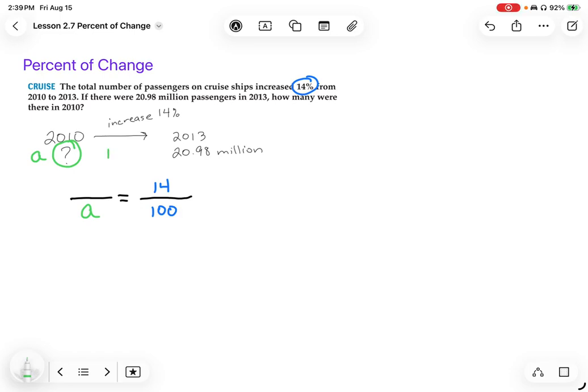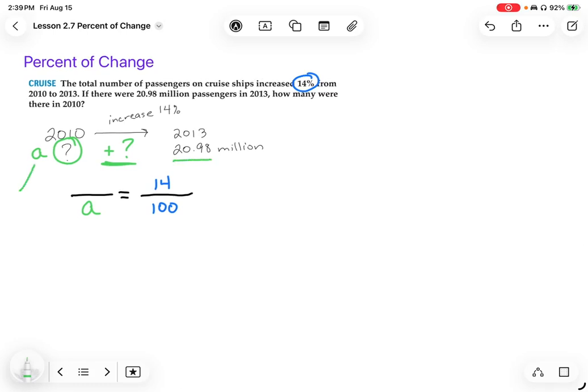I know that it went up by something, and I got 20.98 million. Well, how am I supposed to write what it went up by? What is this amount right here that it increased by? Well, a kind of cool way that I can write this is I know that the amount it went up by is 20.98 minus whatever I started with. If I take 20.98 and I subtract this starting amount, I should get the increase. So 20.98 minus the starting amount will give me the increase amount.